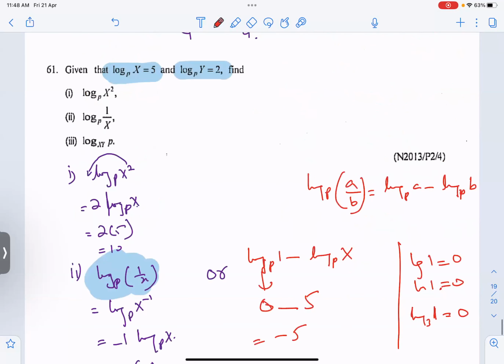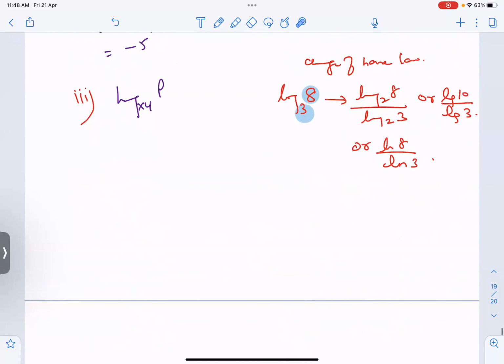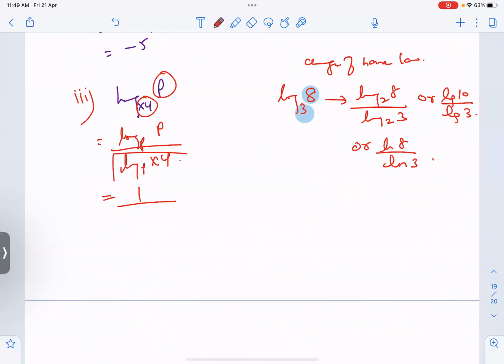Now, in this question we want the base of P. Okay. So I can change the base as per my own choice. I can write P in the numerator. This will become the numerator. This will become the denominator. Okay. I know that if these two numbers are the same, the value will become what? 1. So 1 upon, and can I separate them with the product law?